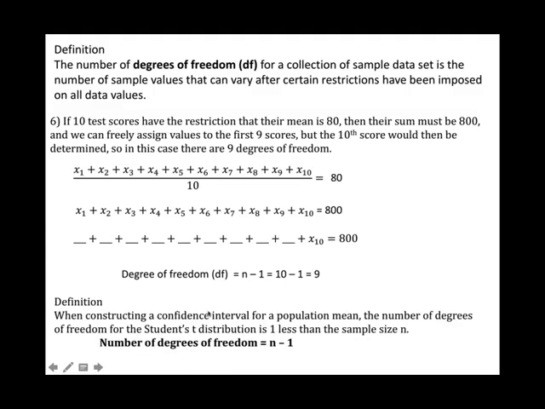So how can we find the degree of freedom? It is equal to n minus 1. If we have 10 data, I have 9 degrees of freedom. If I have 20 data, I have 19 degrees of freedom to assign any values.